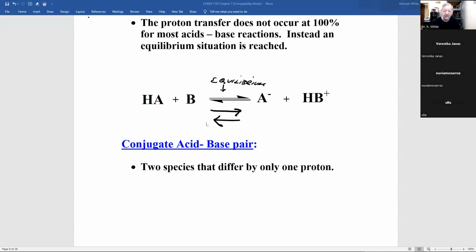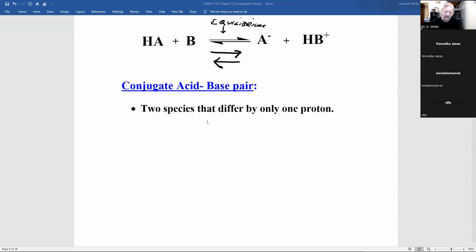Now, you have the acid-base conjugate pair, and you should know how to identify them.